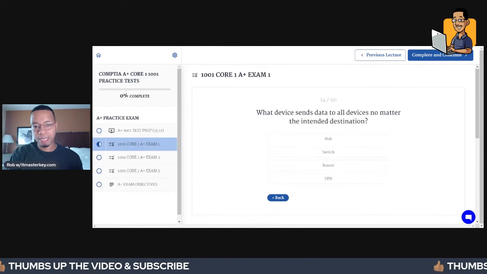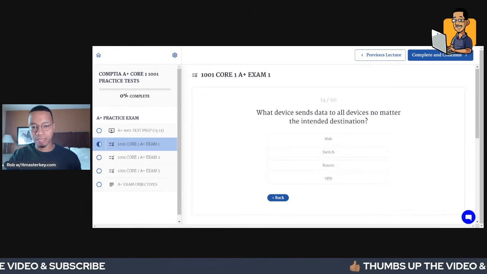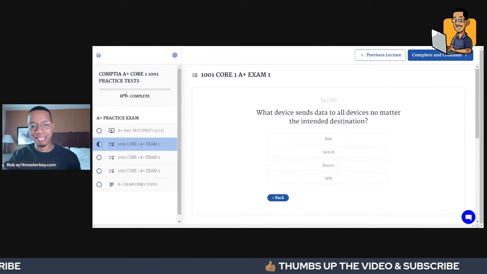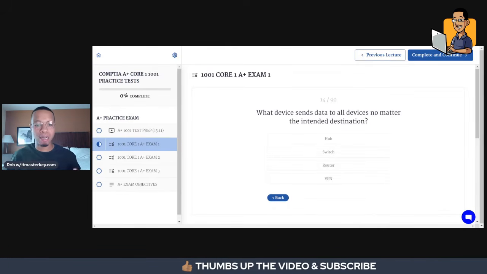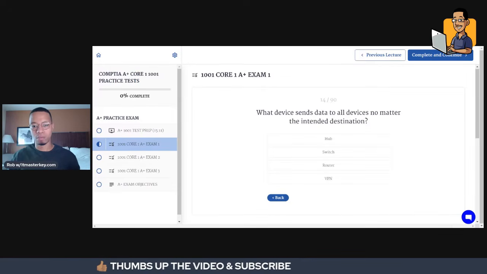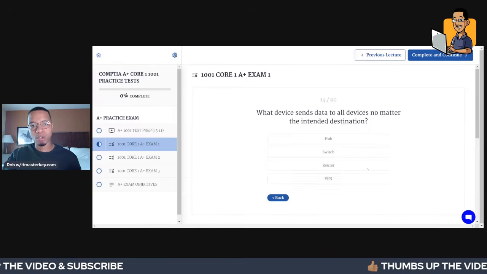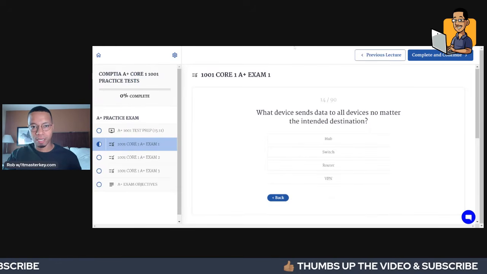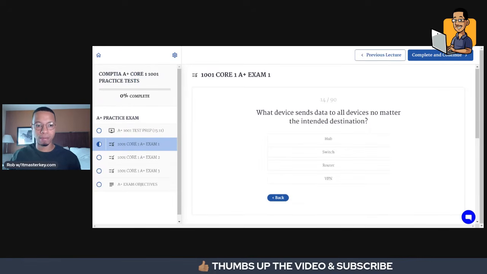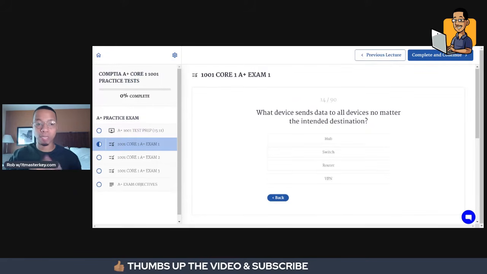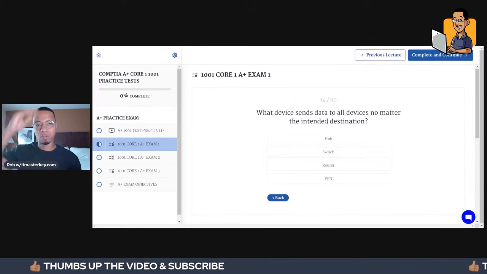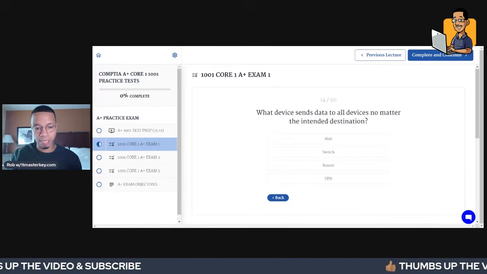All right. What device sends data to all devices, no matter the intended destination? Would it be a hub? Would it be a switch? Would it be a router? Or would it be a VPN? Which of those devices sends it to everybody? Doesn't care. It sends it to everybody, no matter your intended destination, no matter where you want to send it to, it's going to send it to everybody that's connected to it.